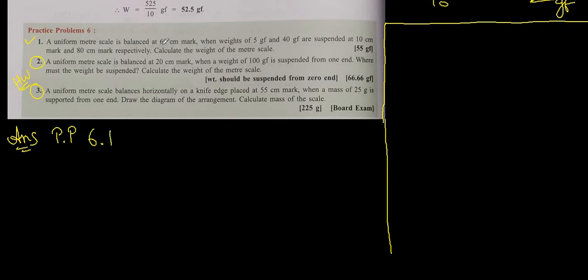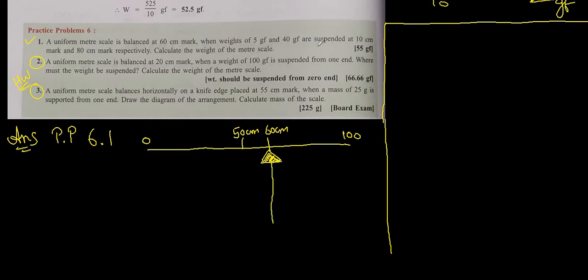It says a uniform meter scale is balanced at the 60 centimeter mark. So we will have the scale 0, 100. This is the 50 centimeter mark. And at 10 centimeter away from it, that means it is 60 centimeter, the balancing is done. So the meter scale is balanced at the 60 centimeter mark. 5 GF and 40 GF are suspended. At 10 centimeter, here this is 5 GF.